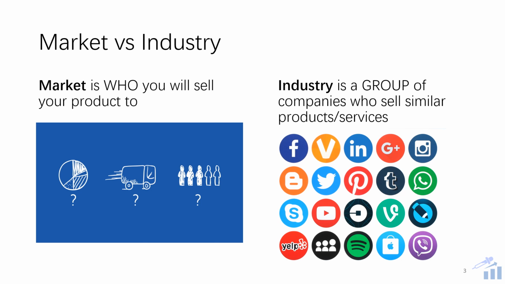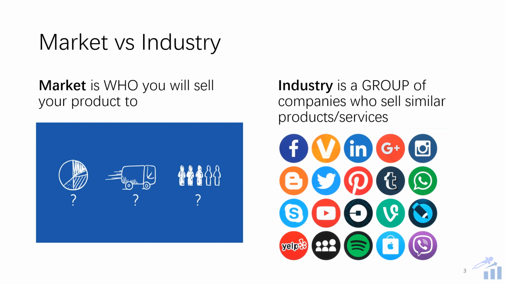A market encompasses potential customers or clients for a specific product or service, while an industry comprises companies producing similar goods and services. Now, this distinction is fundamental for startups. Understanding this helps identify the target audience and competitive landscape, allowing startups to strategize more effectively.